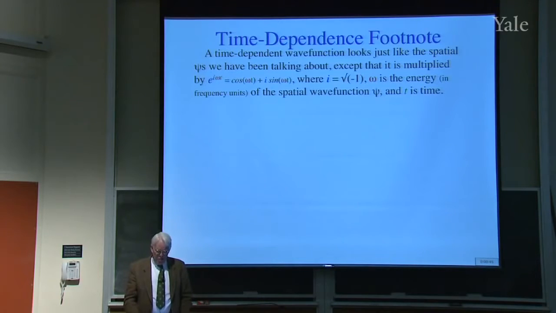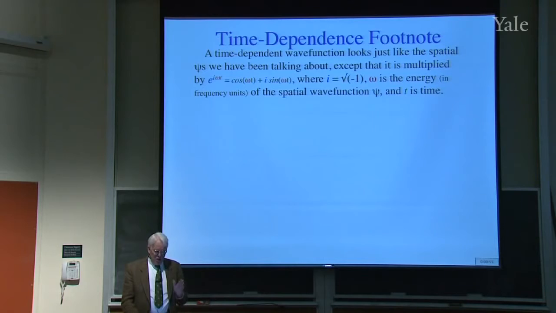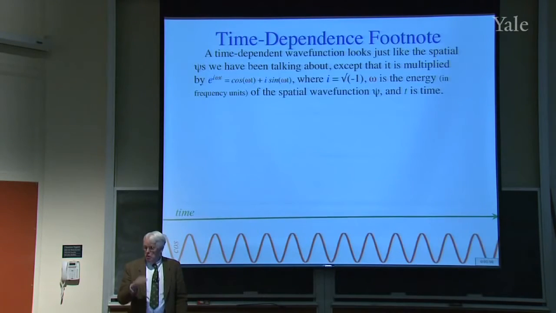So i is the square root of -1. Omega is the energy in frequency units. That's how rapidly things are changing in time, right? Because it's cosine omega t. So as time increases, the cosine goes up between plus and -1, right? And how fast it goes up and down depends on how big omega is, because omega t is what you're taking the cosine of. So the higher frequency omega is, the faster it'll go up and down. The higher energy omega is.